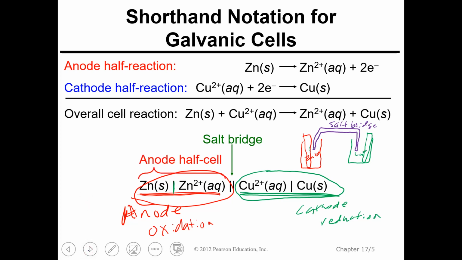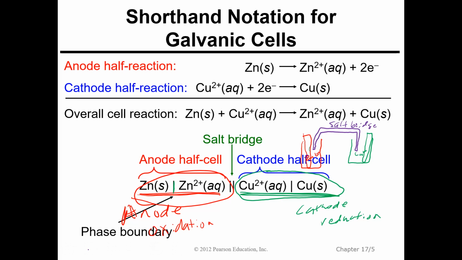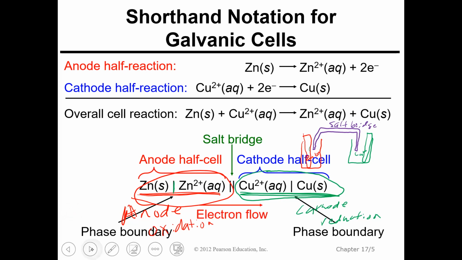So the first half of this is our anode half cell, and then on the right of the salt bridge is our cathode half cell. And the single line represents a phase boundary between the solid and the aqueous part of our half cell. And then we have another phase boundary on the cathode side. So electrons flow from the anode, which loses electrons, to the cathode, which gains electrons.